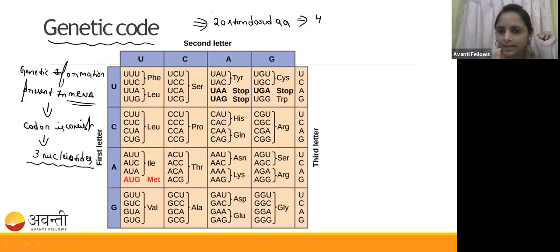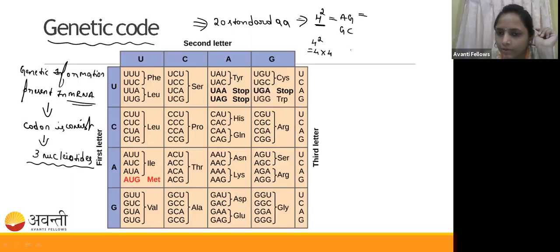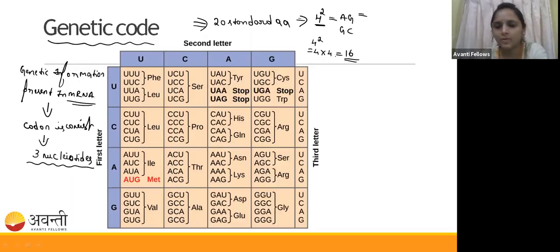So here you can see that we can take these 4 nucleotides and pair them up. If we take 2 nucleotides, what will happen? AG, GC. So 4 to the power of 2, that is 4 into 4. It will give rise to only 16 combinations. So the combination will give rise to 16 amino acids.